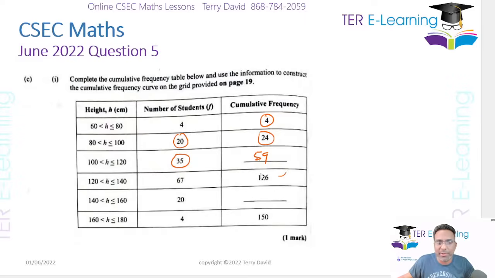Now the next one here will be 126 plus 20, so that's going to give you 146. So this is what we want here, and this is what we want here. So you have to complete the table.